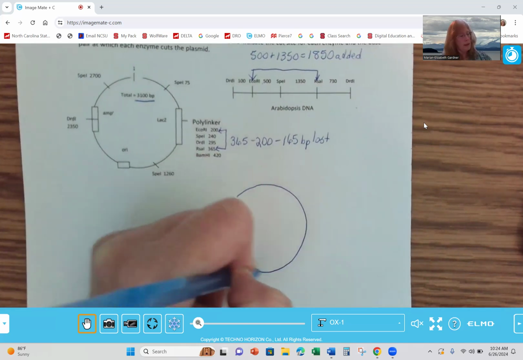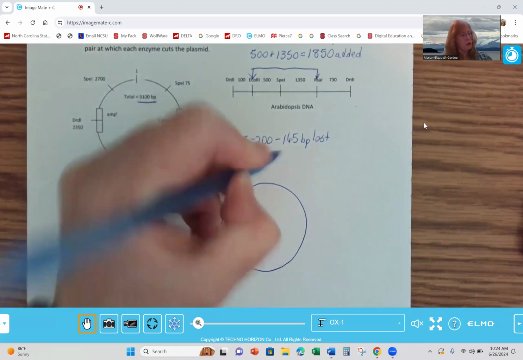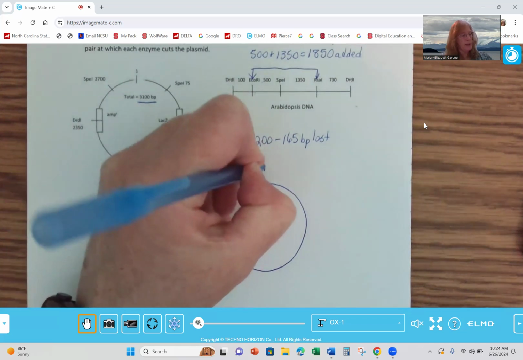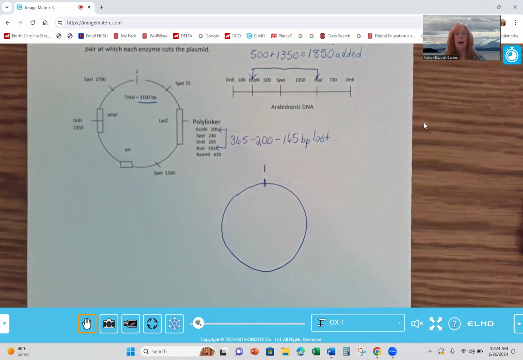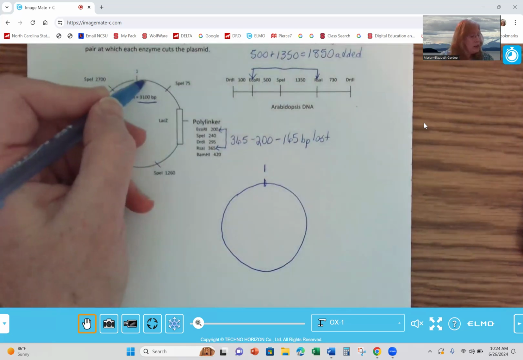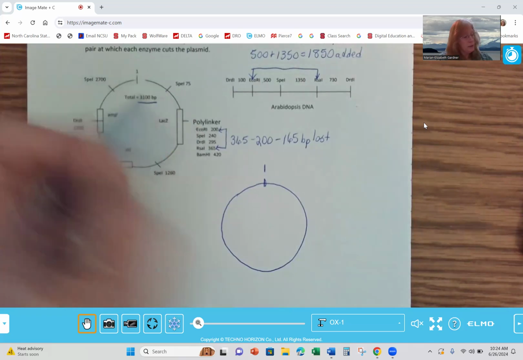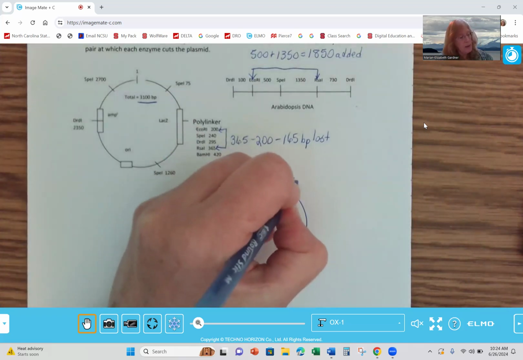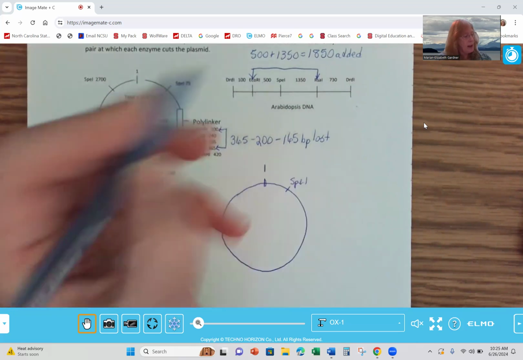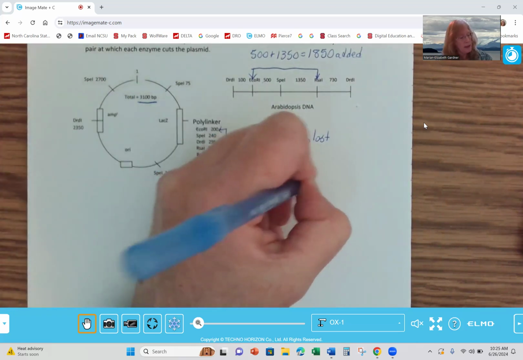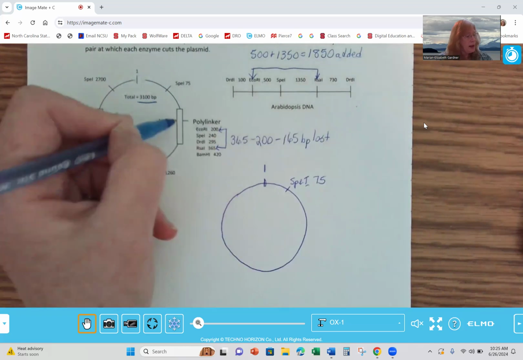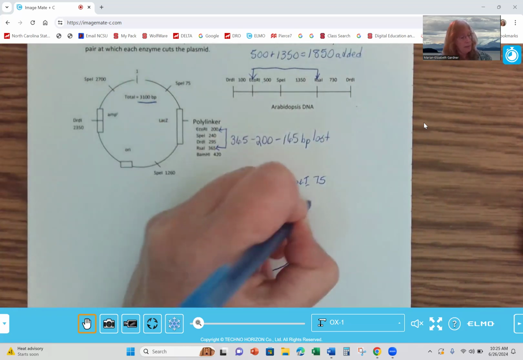We know our recombinant plasmid will be a circle because it's a recombinant plasmid. Base pair number 1 is still up right at the top. Now, we didn't change anything until we got to the EcoRI site. So we still have an SpeI site, and that's at base pair 75. And our next site is the EcoRI.